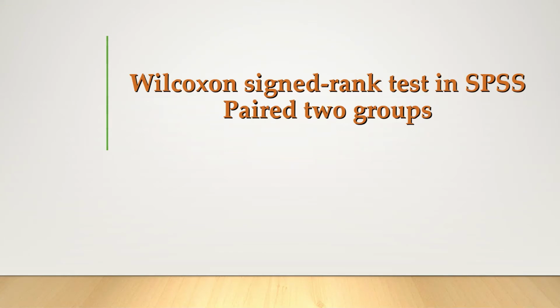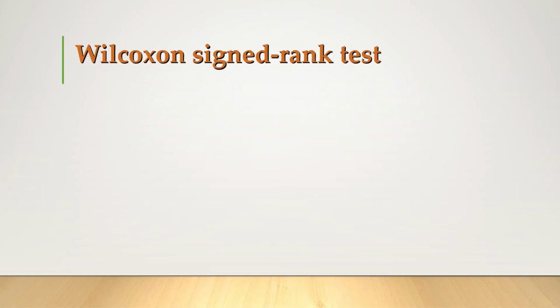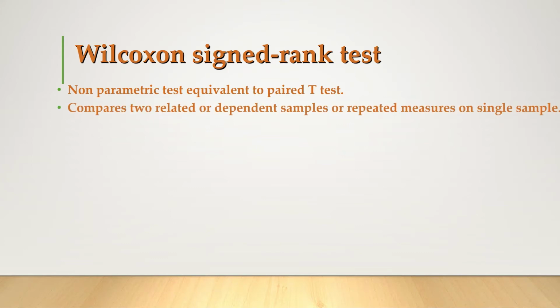The second non-parametric test is the Wilcoxon signed rank test in SPSS. This test is used to compare two groups or samples that are paired. So it is a non-parametric test equivalent to the paired t-test. The test compares two related or dependent samples or repeated measures on a single sample.